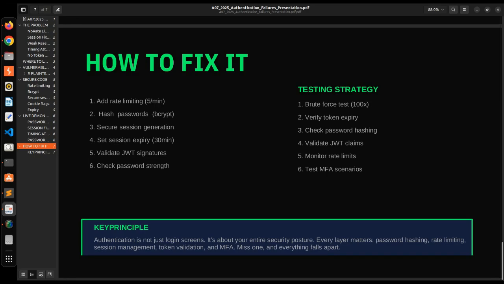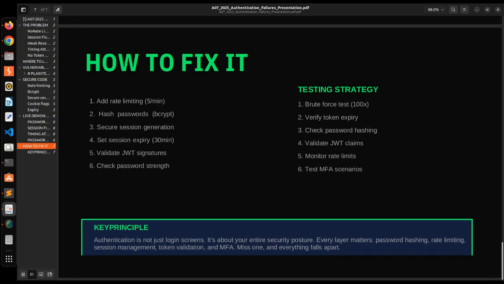Fourth, assume the database will leak. Not if, but when. So everything there should be encrypted or hashed to the point where what's leaked means nothing.